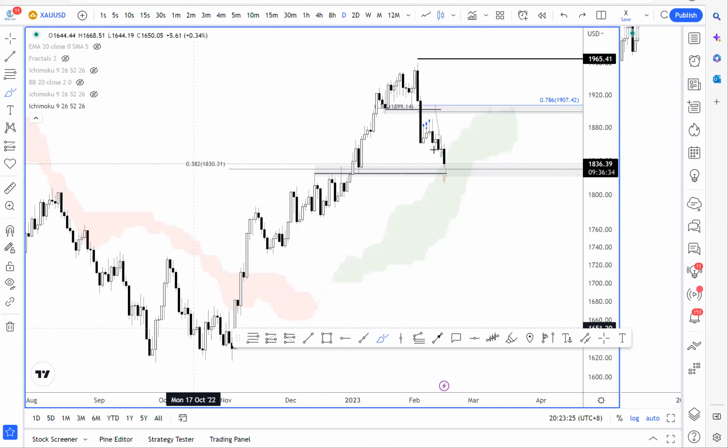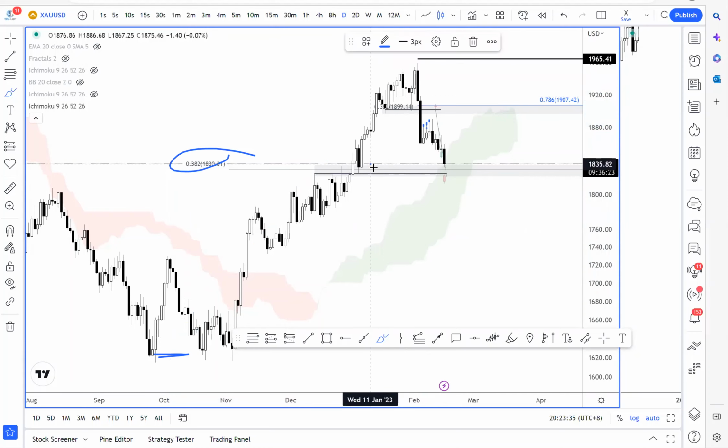So this is the push up, this is the pullback. So Fibonacci retracement taking this low and this high, right? So low to high. On the pullback itself, you can see the 38.2%, right? It's in line with this area. So this was the picture on the daily, right?